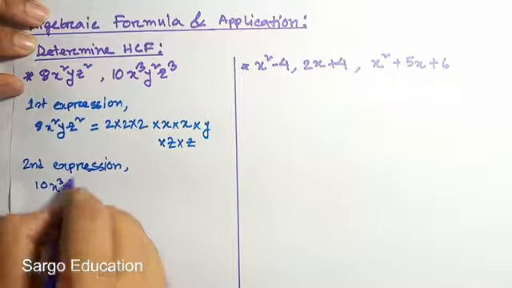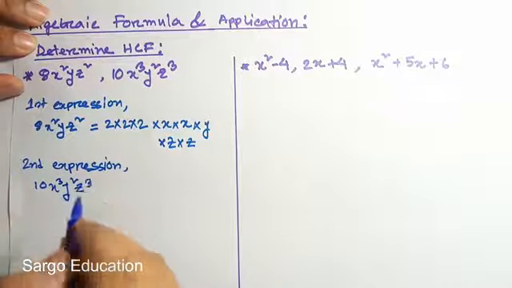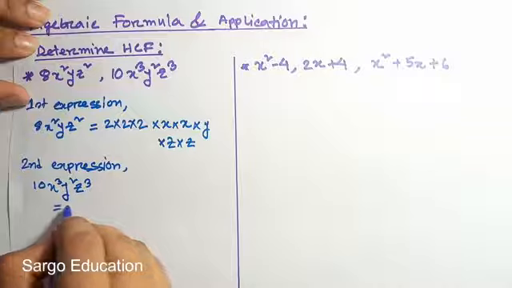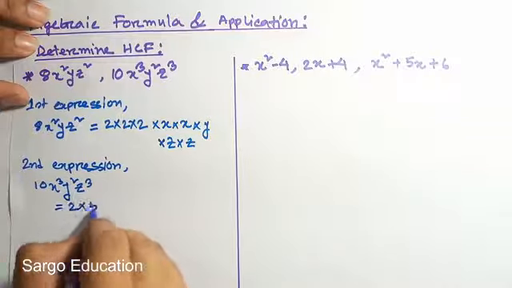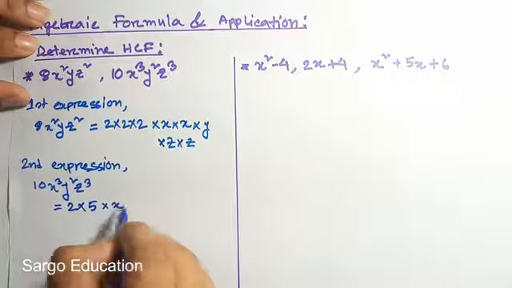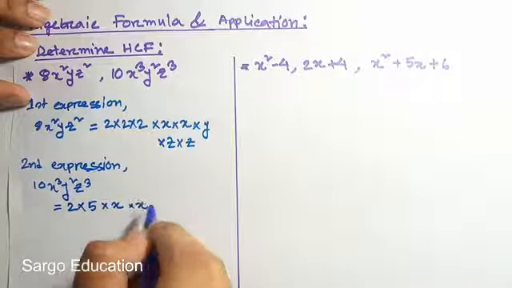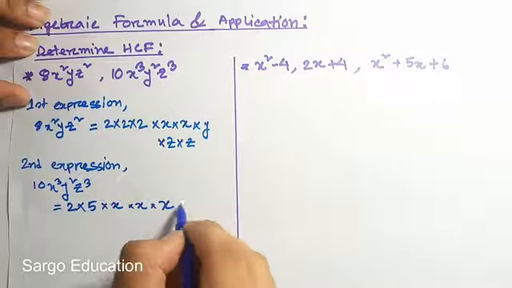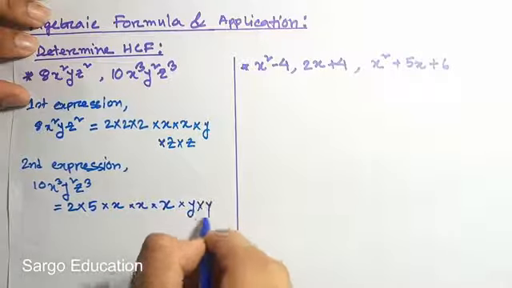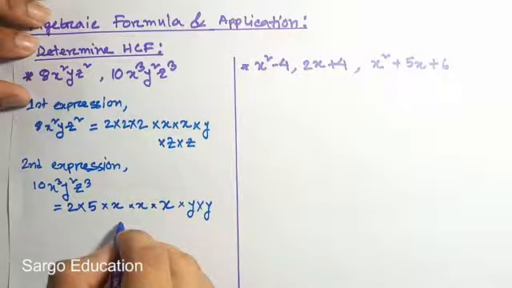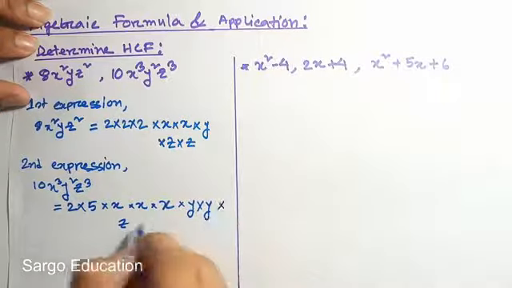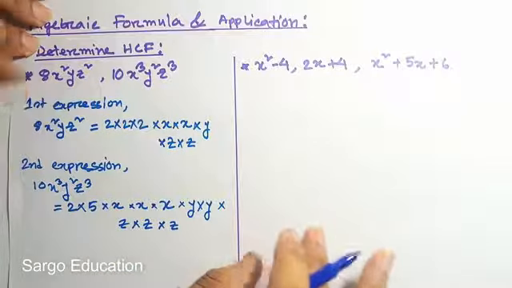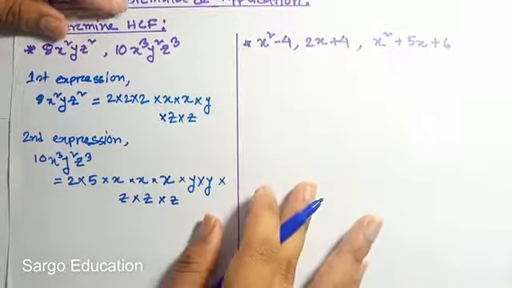Again, here the second expression is 10x cube y square z cube. We can write it as 2 into 5, x is 3 times, that is x into x into x, and y is twice time, that is y into y, and z is 3 times, that is z into z into z. Now what are the common factors?